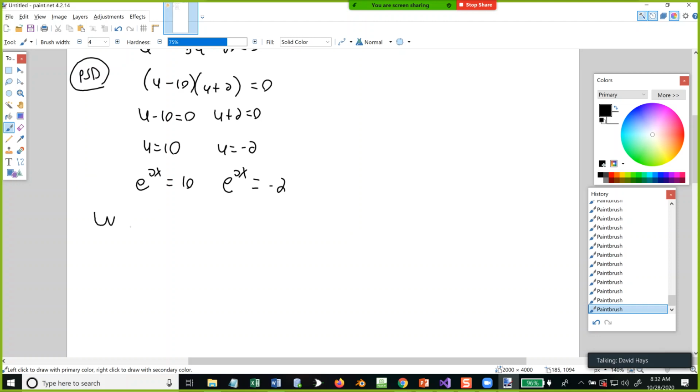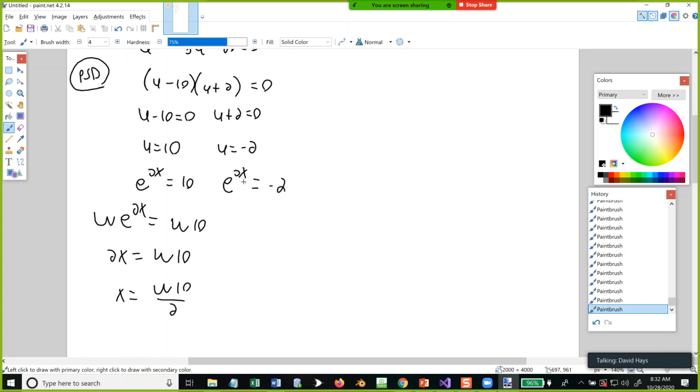So we got natural log of e to the 2x is equal to natural log of 10. Remember, natural log and e cancel each other, so that gives us 2x is equal to natural log of 10. Divide both sides by 2, and we get natural log of 10 divided by 2.